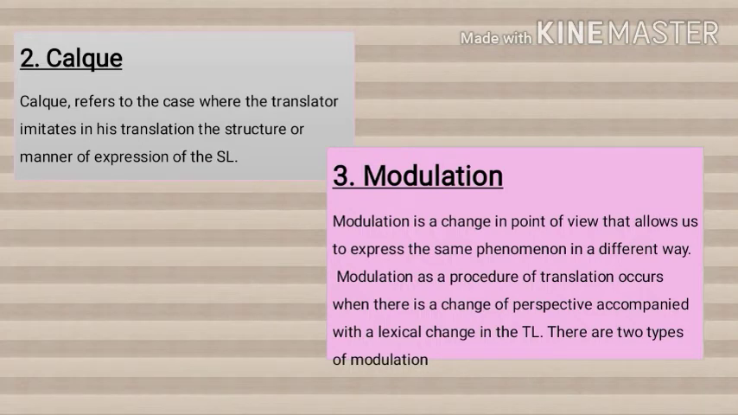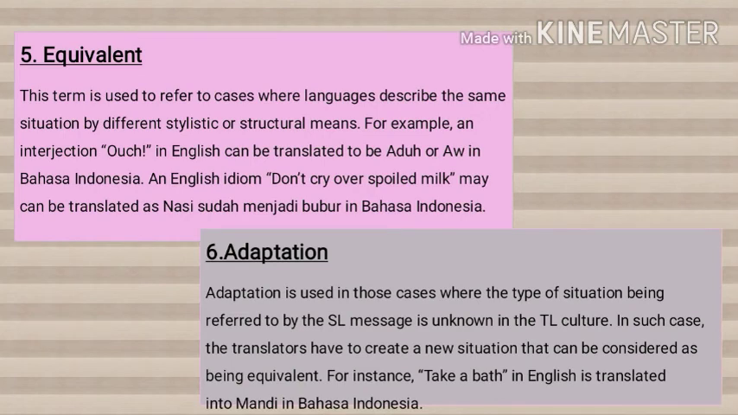Modulation as procedure of translation occurs when there is a change of perspective accompanied with a lexical change in the TL. There are two types of modulations. 5. Equivalence. This term is used to refer to cases where language describes the same situation by different stylistic or structural means. 6. Adaptations. Adaptation is used in those cases where the types of situation being referred to by the SL message is known in the TL culture.